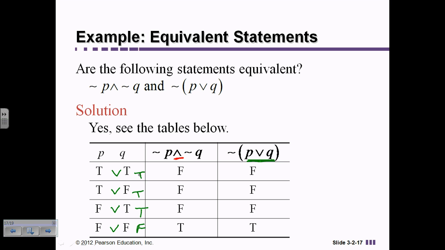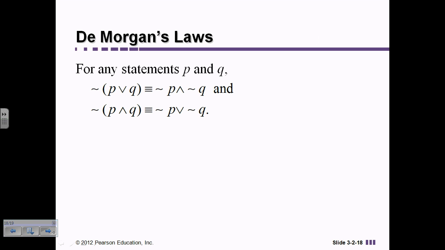And then what I want to do is negate that answer. So the negation of true is false, the negation of true is false, the negation of true is false, and the negation of false is true. So here's the question: are these two statements equivalent? And the answer would be yes, because every value in the truth table is the same. And that leads us to De Morgan's law.